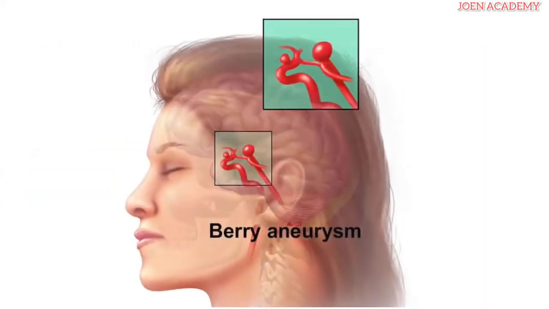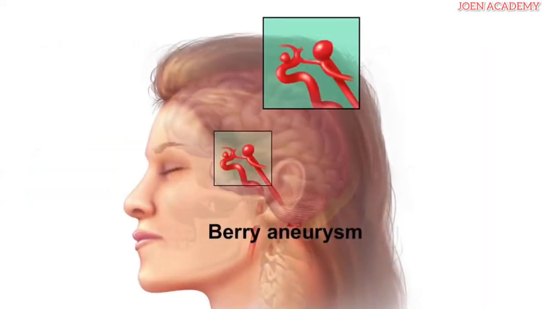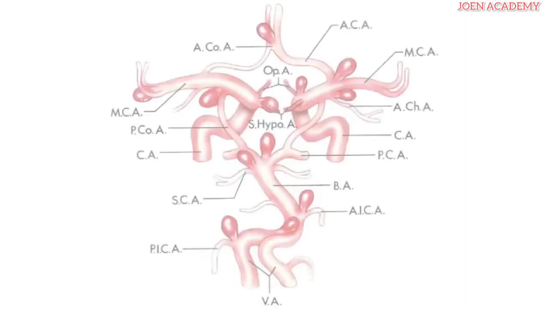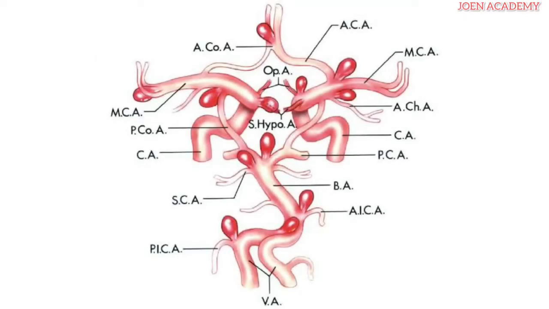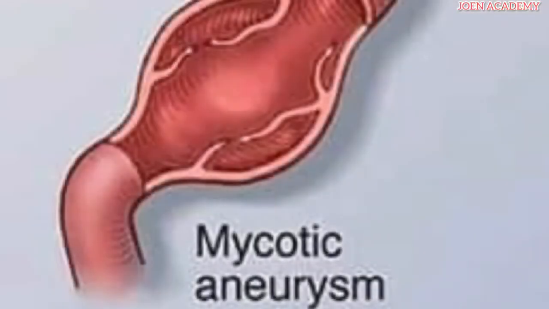Let's not digress. Let's get back to what we were talking about on aneurysm. So the berry aneurysms are small and spherical dilations. They are seen mostly in the brain, okay? That's where you see the berry aneurysms. The next aneurysm is the mycotic aneurysm, and these aneurysms are largely due to infections.